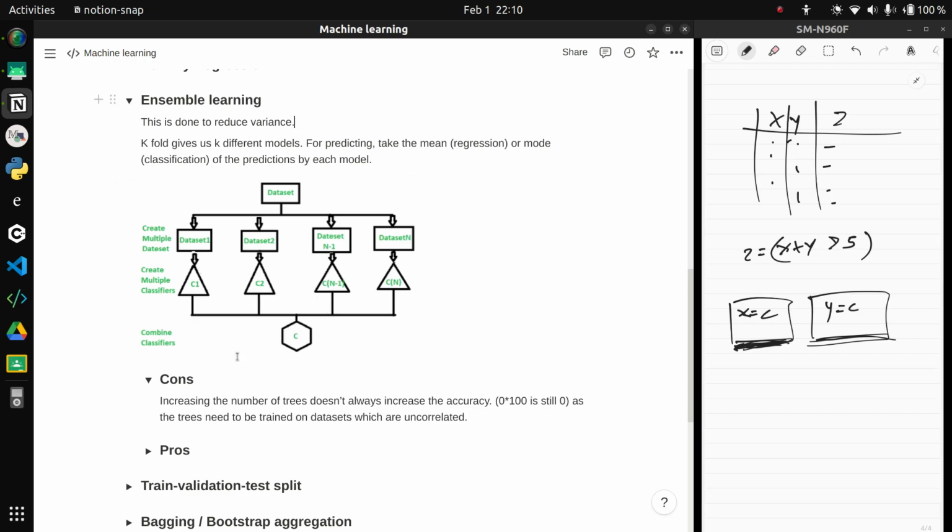Okay, so what are the cons? Increasing the number of trees doesn't always increase the accuracy. So 0 times 100 is still 0. If all the decision trees work really badly, then in the end it will just work badly. But the probability of the decision trees working badly is actually very low, in fact.